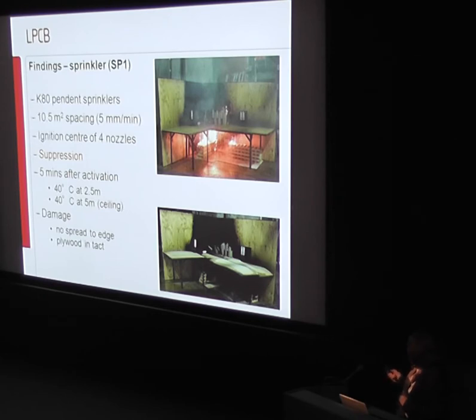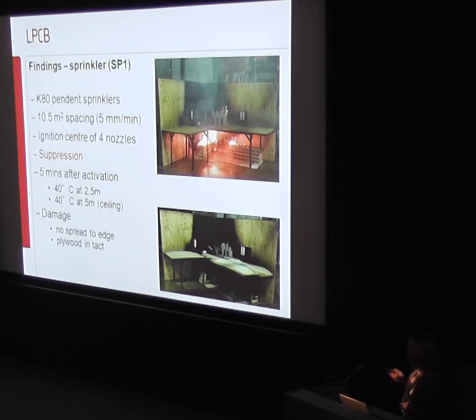What we found, while the sprinkler was running, was that we had some damage above the table, but we still had quite a bit of the cribs intact underneath. This plywood is all black, so it's charred, but it's not burnt away, it's not destroyed.